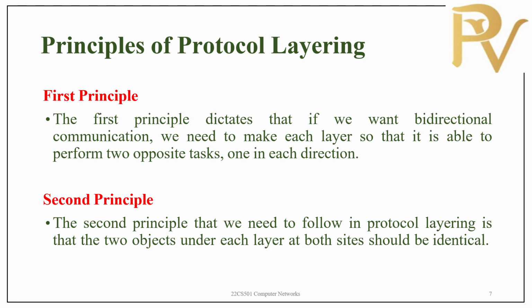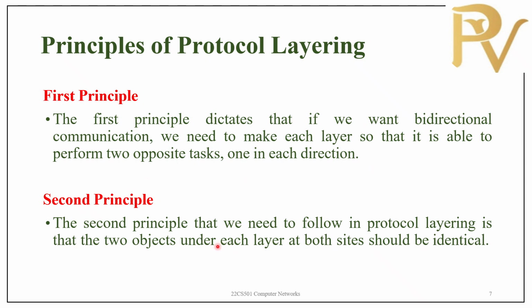Now, what are the principles of protocol layering? The first principle dictates that if it is a bidirectional communication, then each layer must be able to perform the opposite task. Imagine a bidirectional communication where the sender talks and the receiver listens. When the receiver talks, the sender listens. This is the basic idea: one in each direction, performing opposite tasks.